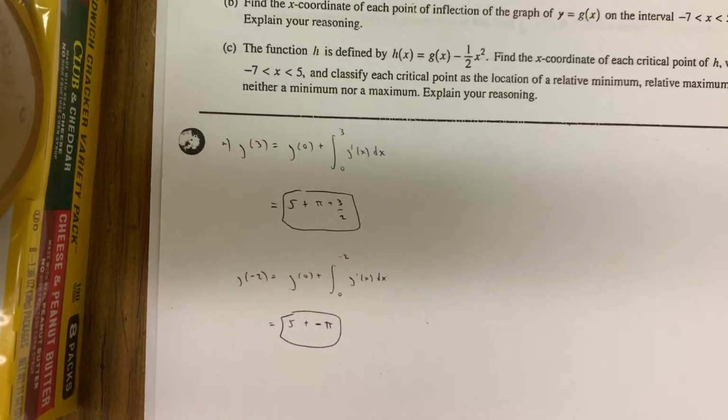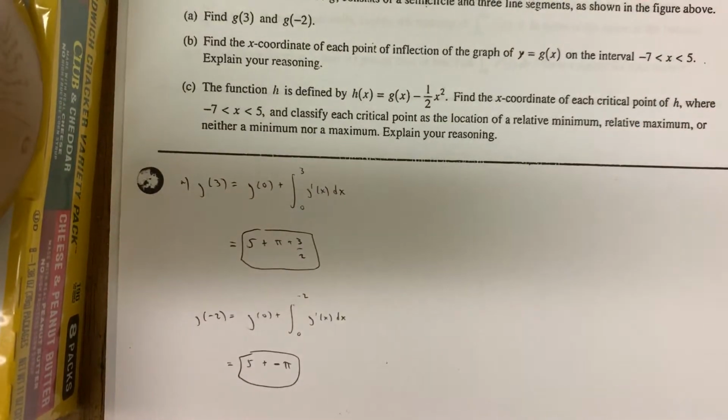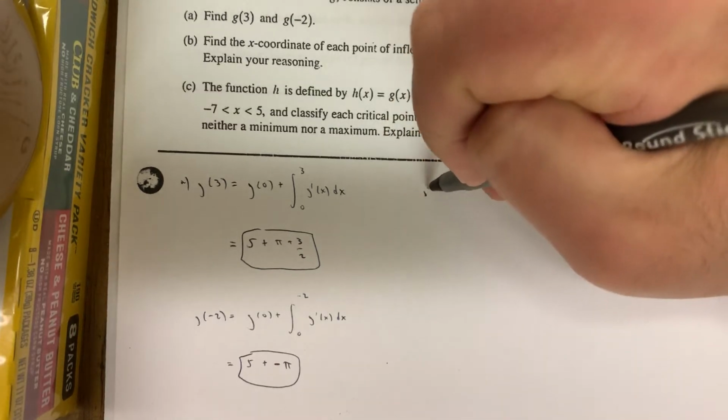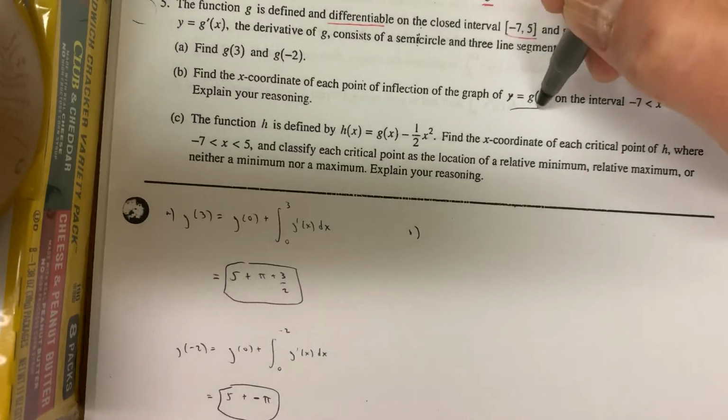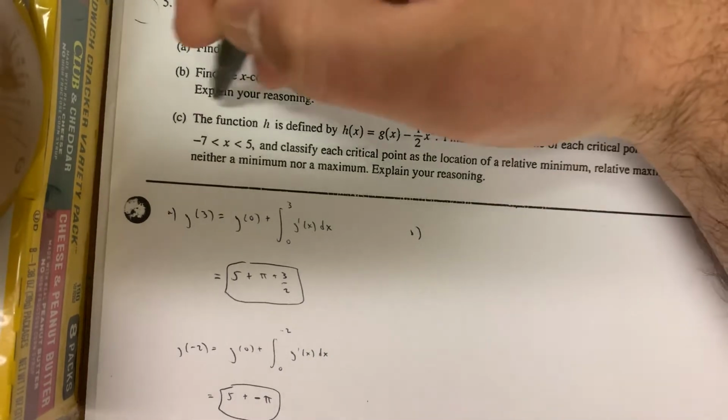There it is. Okay, so actually pretty easy to do that right there. Should be pretty dang doable. That right there will get you 3 points. Okay, pretty big. Part B, piece of cake. Find the x-coordinate of each point of inflection for the graph of y equals g of x, on the interval -7 to 5. Explain your reasoning.